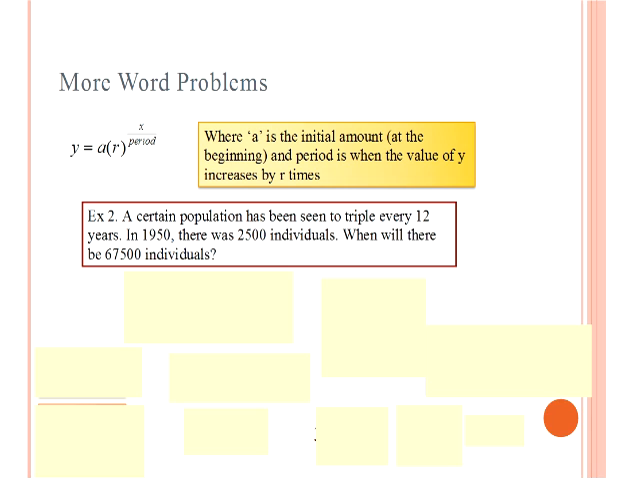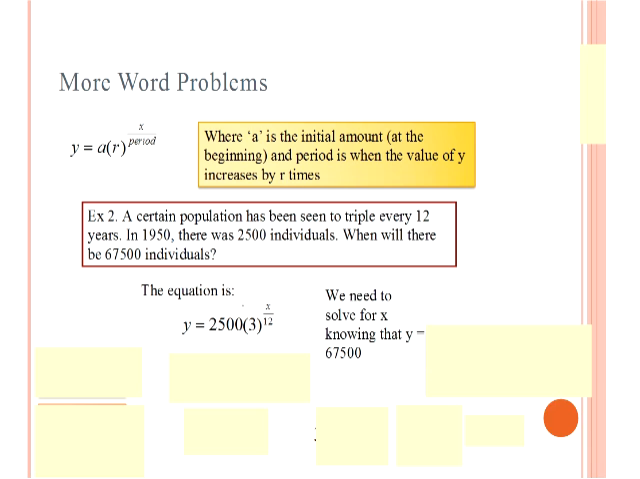So if we had the same scenario, what could we also ask? We could also ask, when will there be 67,500 individuals? And so again, we have the same equation, but now we're trying to plug in y equals 67,500. And so again, we're solving an exponential equation, the exponent has the unknown in it.